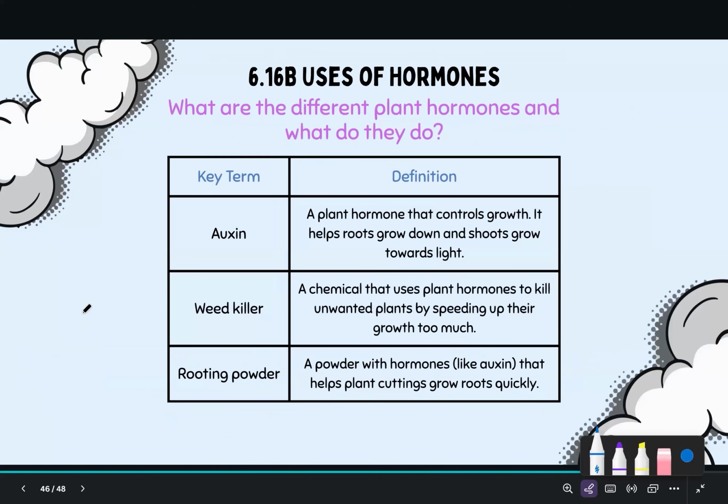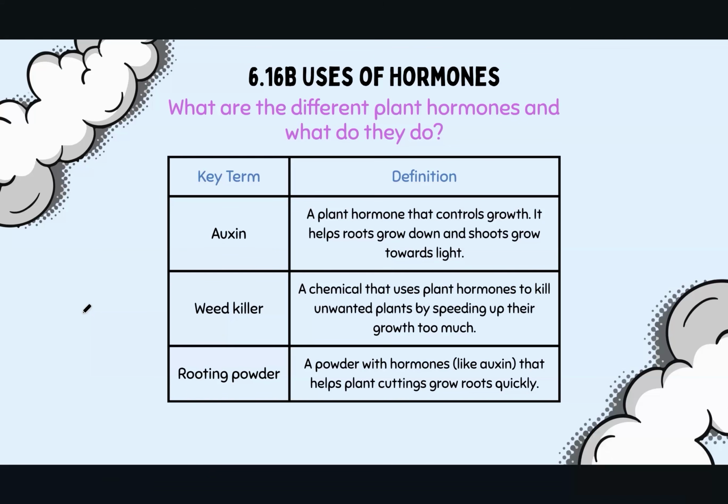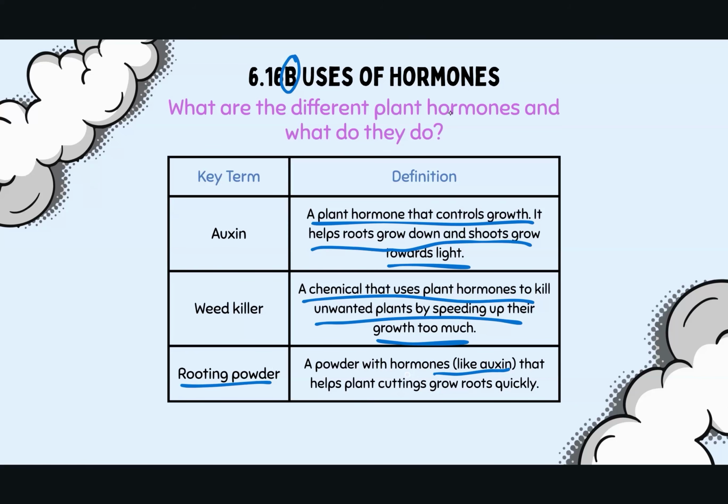Now on the next slide, we've got a 6-mark question which ties everything together. So auxin is a plant hormone that controls growth. It helps roots grow down and shoots grow towards light. Weed killer is a chemical that uses plant hormones to kill unwanted plants by speeding up their growth too much. Rooting powder is a powder with hormones like auxin that helps plant cuttings grow roots quickly. Just a quick point, whatever you see that capital B, it means it's triple. So rooting powder is a powder with hormones like auxin that help plant cuttings grow roots quicker.